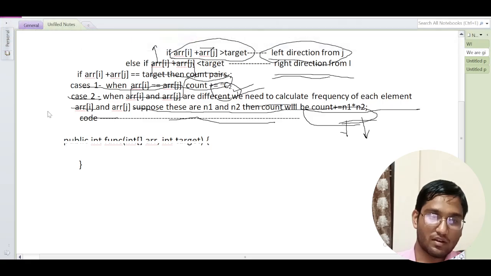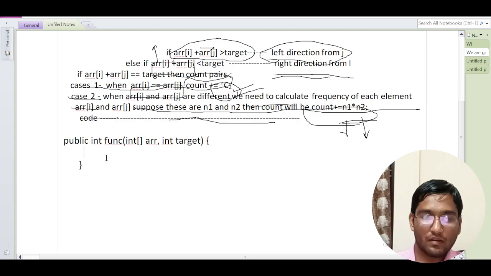Now we need to write the code. So yes, we are going to write the code. For example, I am going to write the code in Java. The function which is given to me is public int function, integer array and integer target. The array is given to me and the target is given to me. I need to return the count.